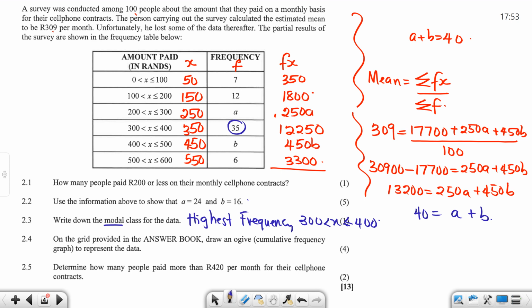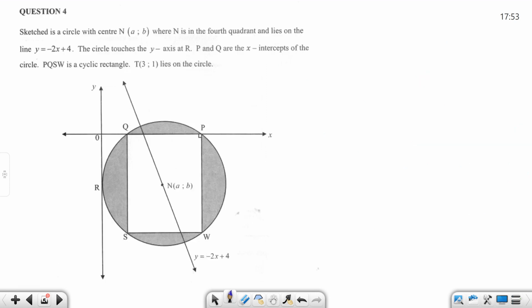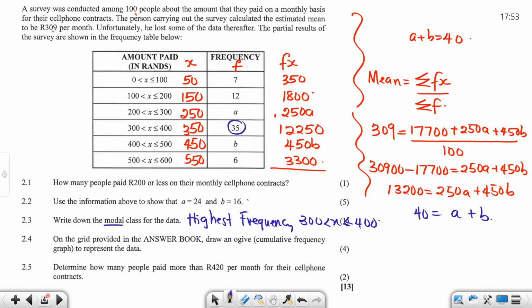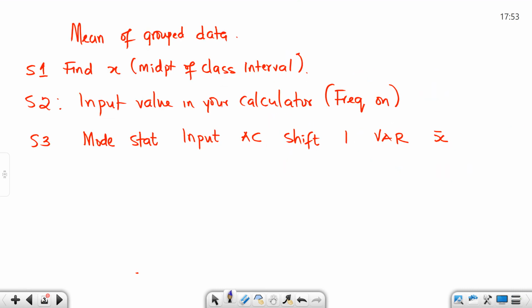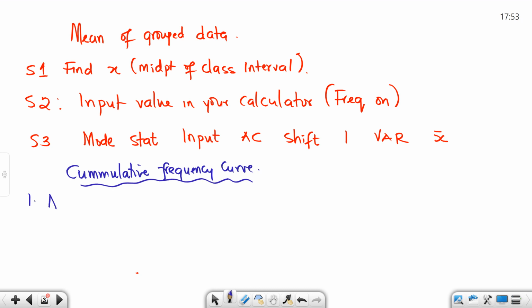Guys, how do we sketch our cumulative frequency? I'll give you simple notes again on sketching cumulative frequency. Cumulative frequency curve. Step 1. Add your cumulative what? Frequency.